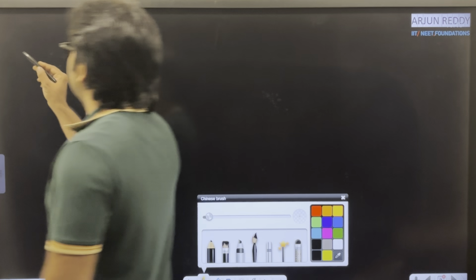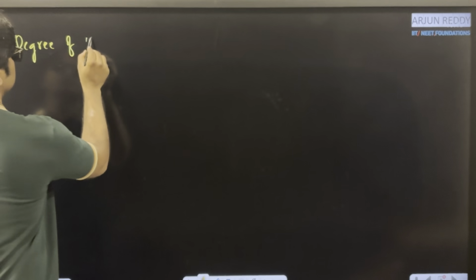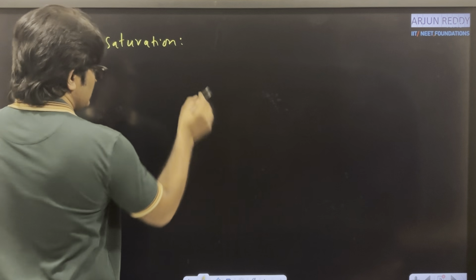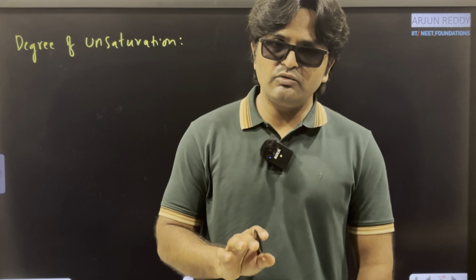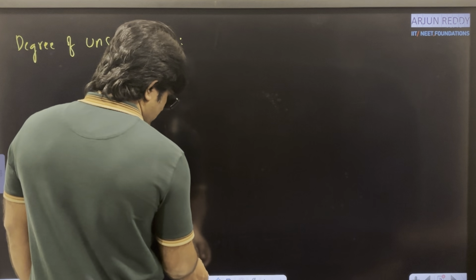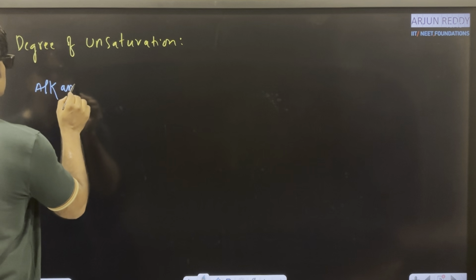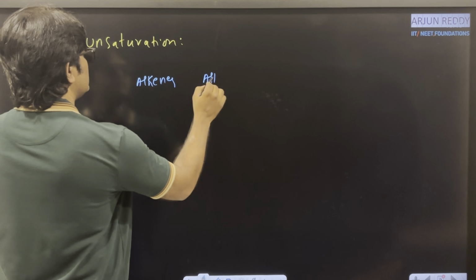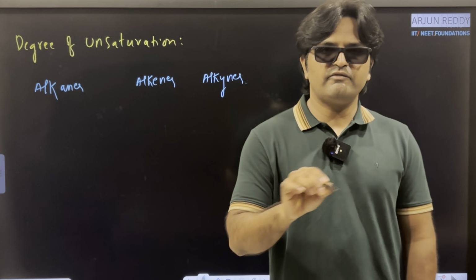Our first concept is degree of unsaturation. So what is the meaning of degree of unsaturation? Now to understand it, I am going to take three compounds: alkanes, alkenes, and alkynes. From that we can understand the exact meaning of degree of unsaturation.